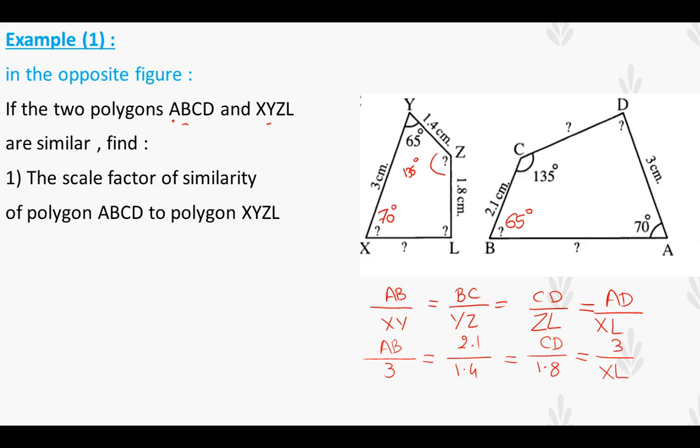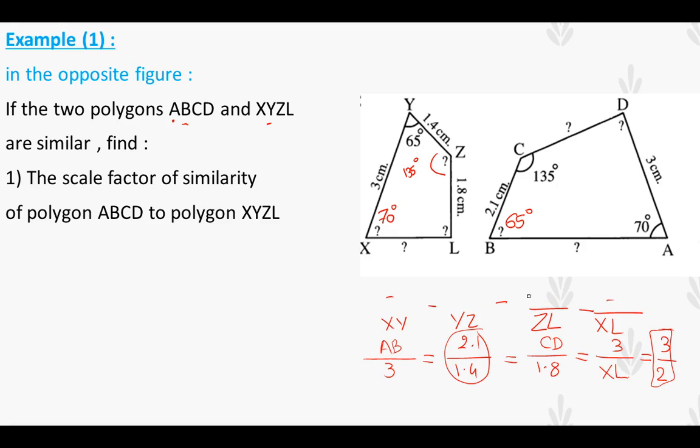Here you can find that there is a complete ratio, which is 2.1 over 1.4. If we put it in the simplest form, dividing by 7, 2.1 over 1.4 equals 3 over 2. 3 over 2 is called the scale factor of similarity. So this is the scale factor of similarity of polygon ABCD to polygon XYZL.